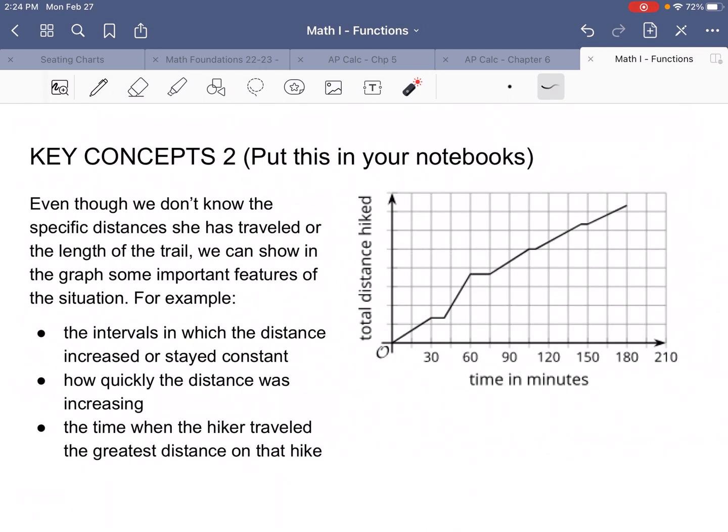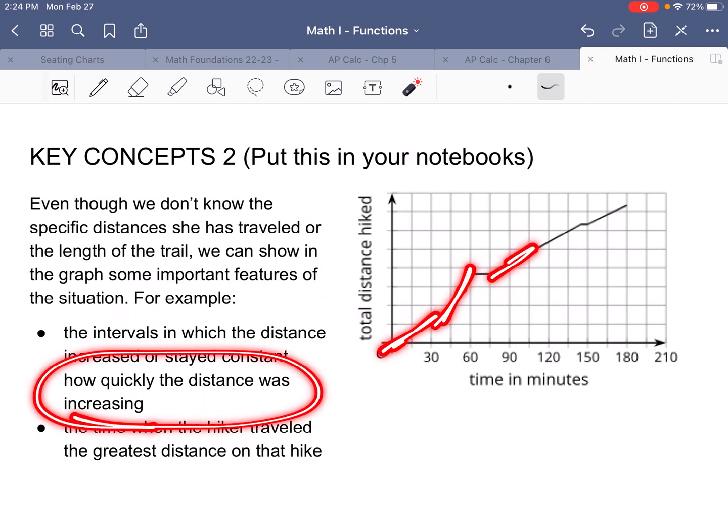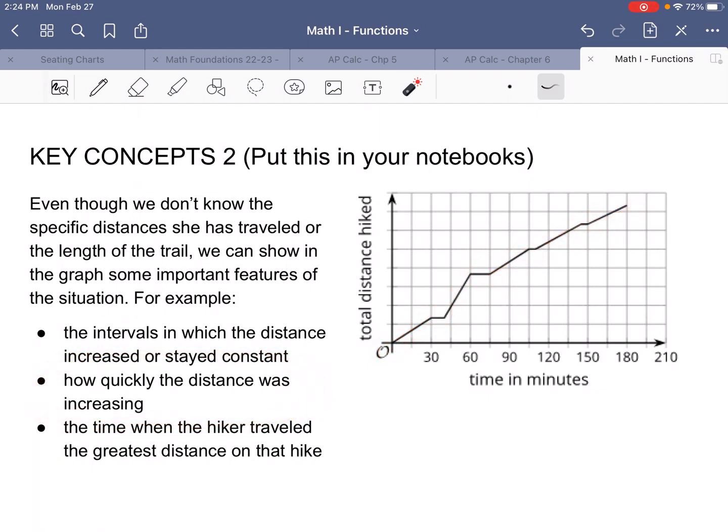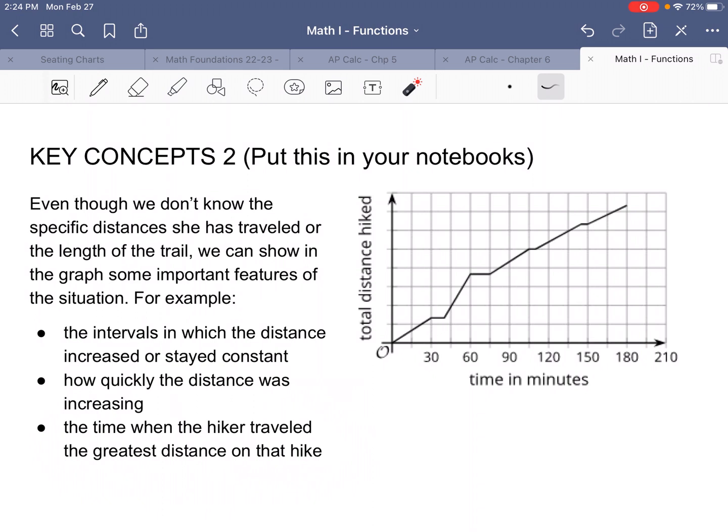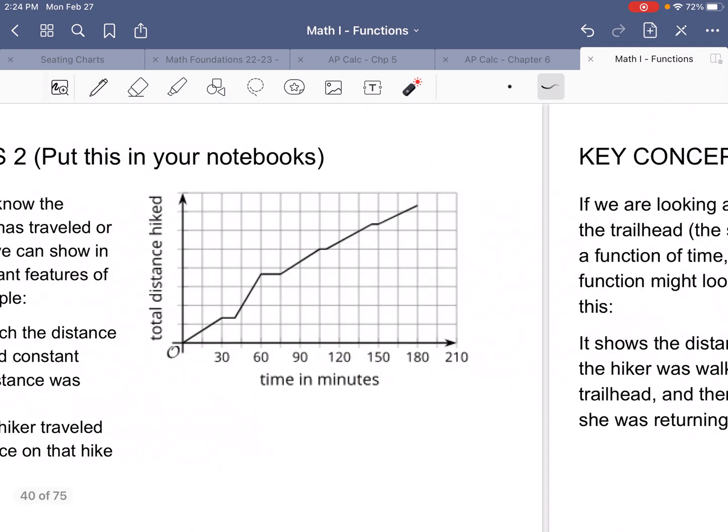So a couple of features we can see from this. We can see where her distance is increasing or staying constant. We can see how quickly the distance was increasing by calculating the slopes of each of these pieces. And then we can tell the time when the hiker traveled the greatest distance on that hike. So the greatest distance was all the way at the end of the hike because we're adding up total distance. Also, we can see which segments of time she covers the most distance on because, again, a steeper line means more distance in a shorter amount of time.